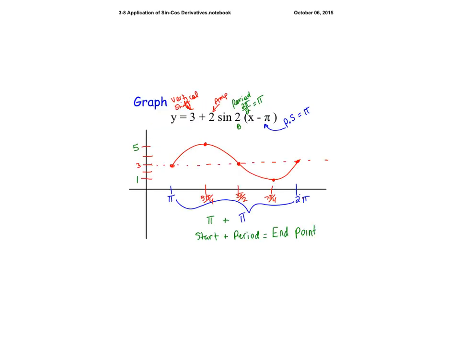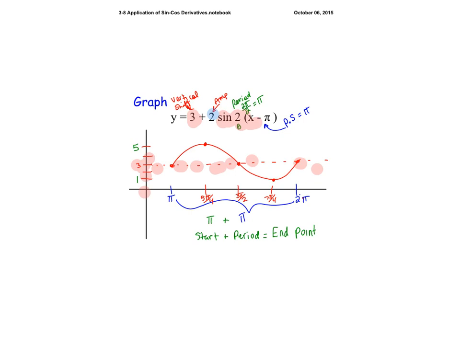So let's graph this one. Well, the first thing I would probably look at is the 3, because that's gonna move the graph up a little bit. You create a new fake x-axis, and then you just focus on graphing the sine function. Now, we also have to look at the 2. What the 2 will do is stretch the graph vertically.